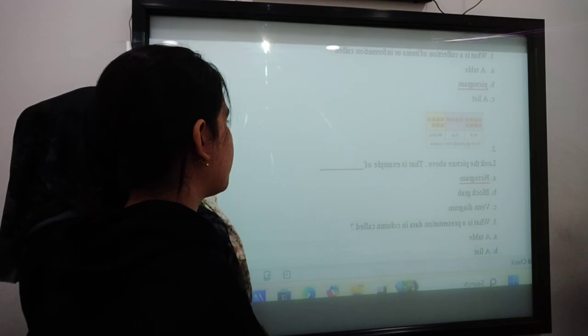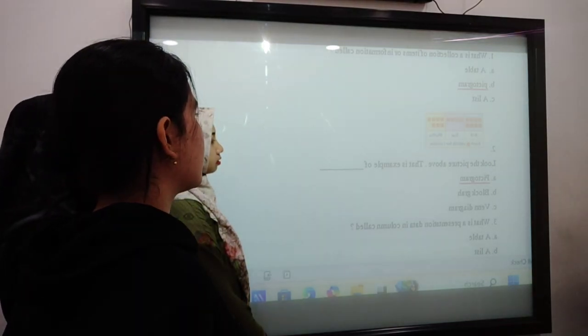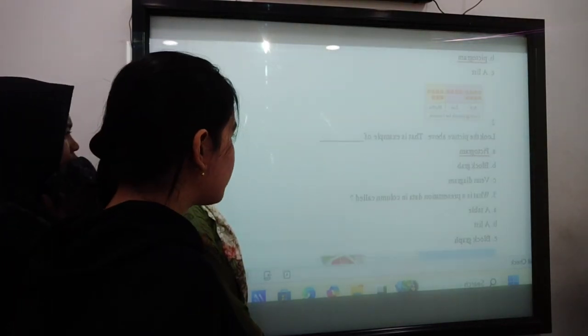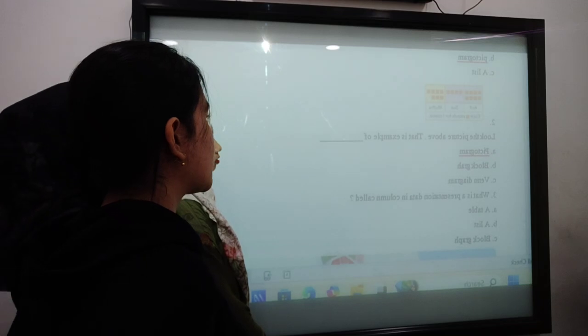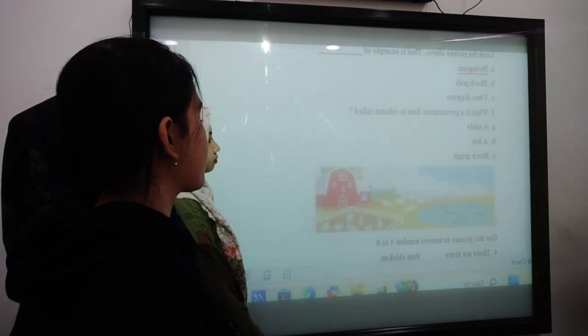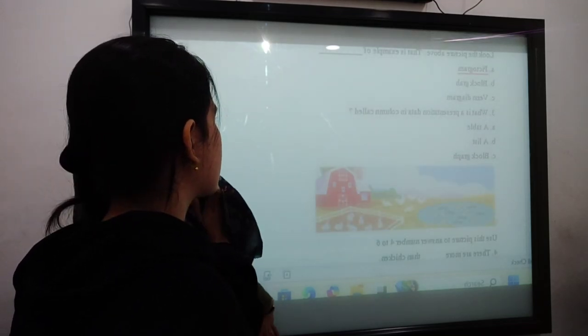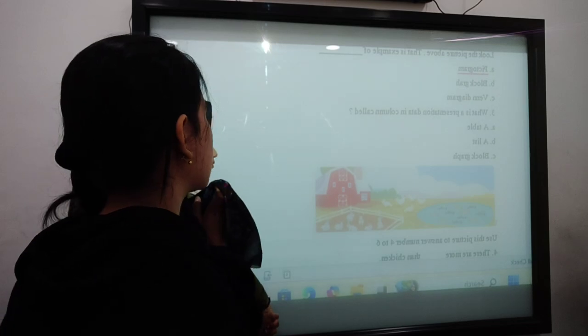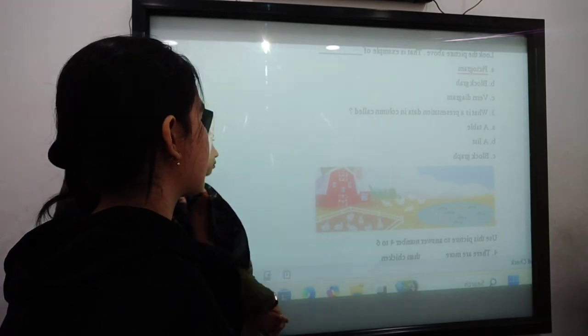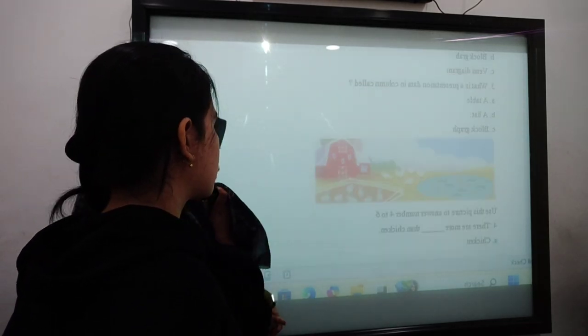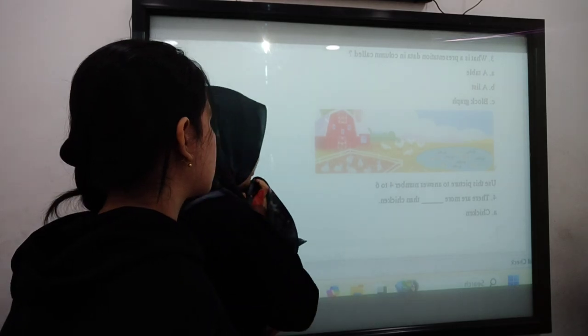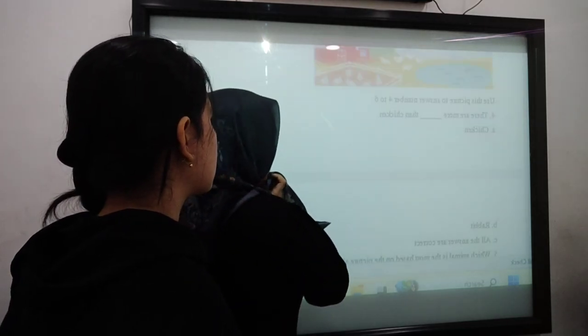Look at the picture above. What is this an example of? The answer is A, pictogram. What is a presentation of data in columns called? A table. Use this picture to answer numbers 4 and 6. There are more fish than chicken.